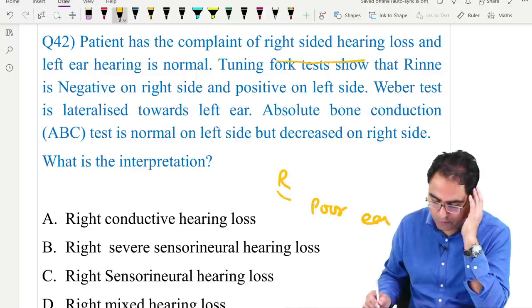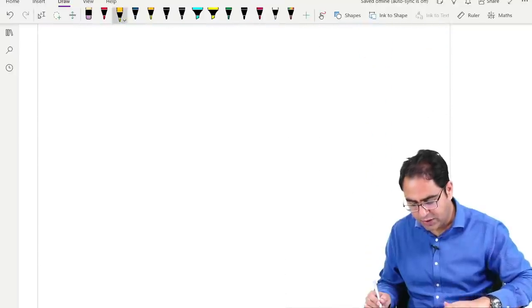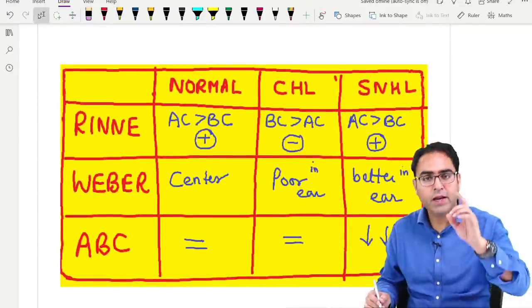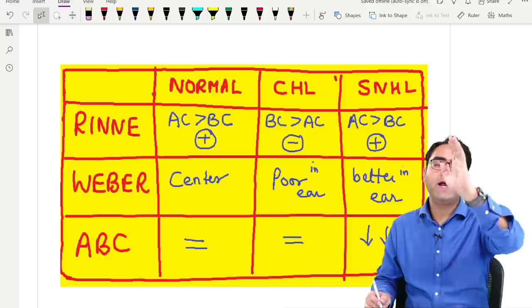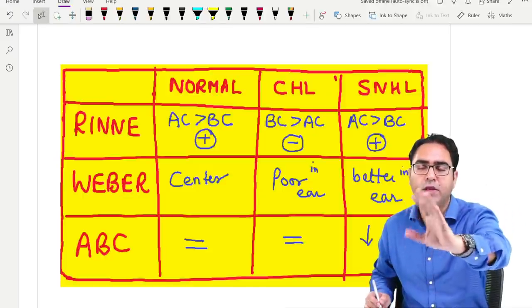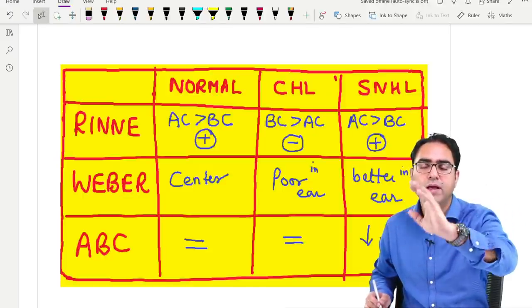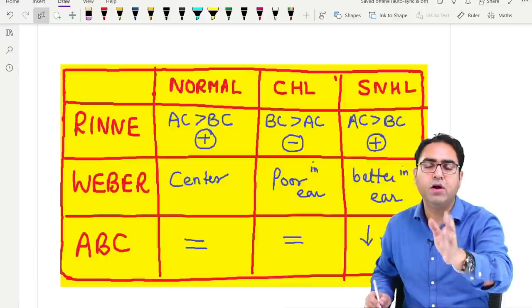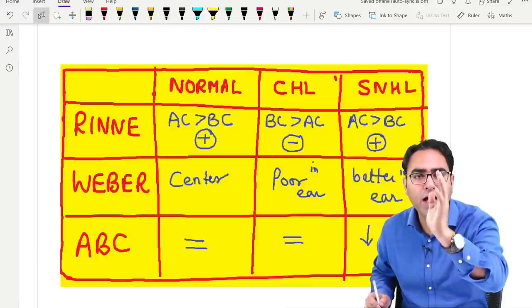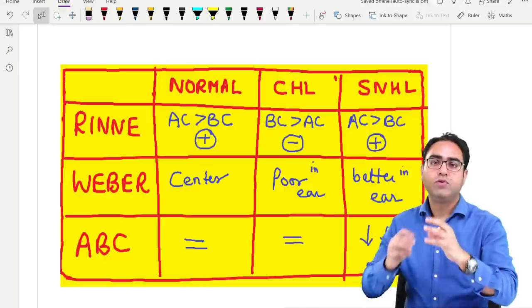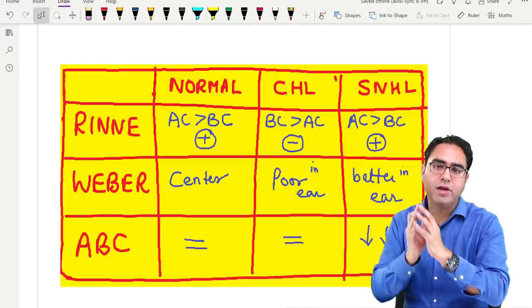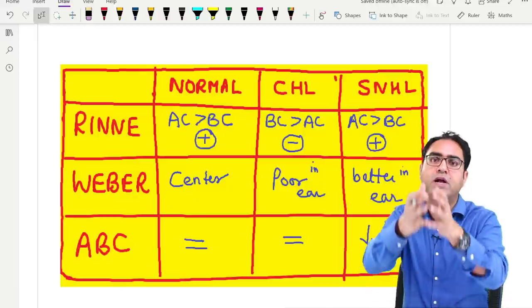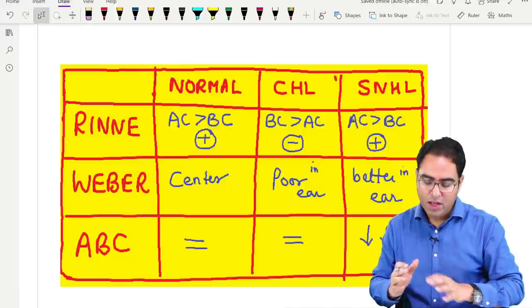Okay. Now, I hope you remember this table. Rinne is negative in conductive hearing loss. Nobody forget that. Rinne negative is conductive hearing loss. Rinne negative means BC is better than AC. When it is conductive hearing loss, Weber is heard in the poor ear. So two things should always be consistent. Rinne negative means conductive hearing loss. Weber heard in the poor ear means conductive hearing loss. Okay, now look at this question.